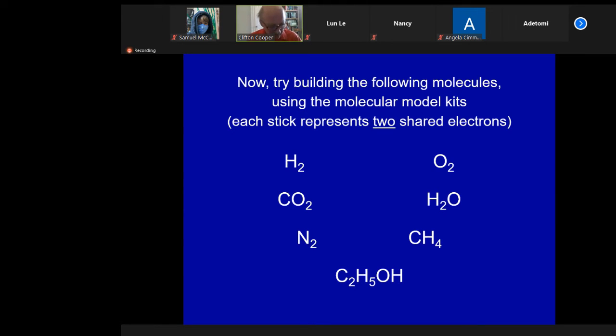Nitrogen, well, that one's pretty tricky. So let's take a look at nitrogen. And I think I've got enough of these. I'm going to have to take something apart to get enough pieces here. Okay, we use these blue atoms for nitrogen, and how many bonds does nitrogen want to form? 3. Yeah, so N2.